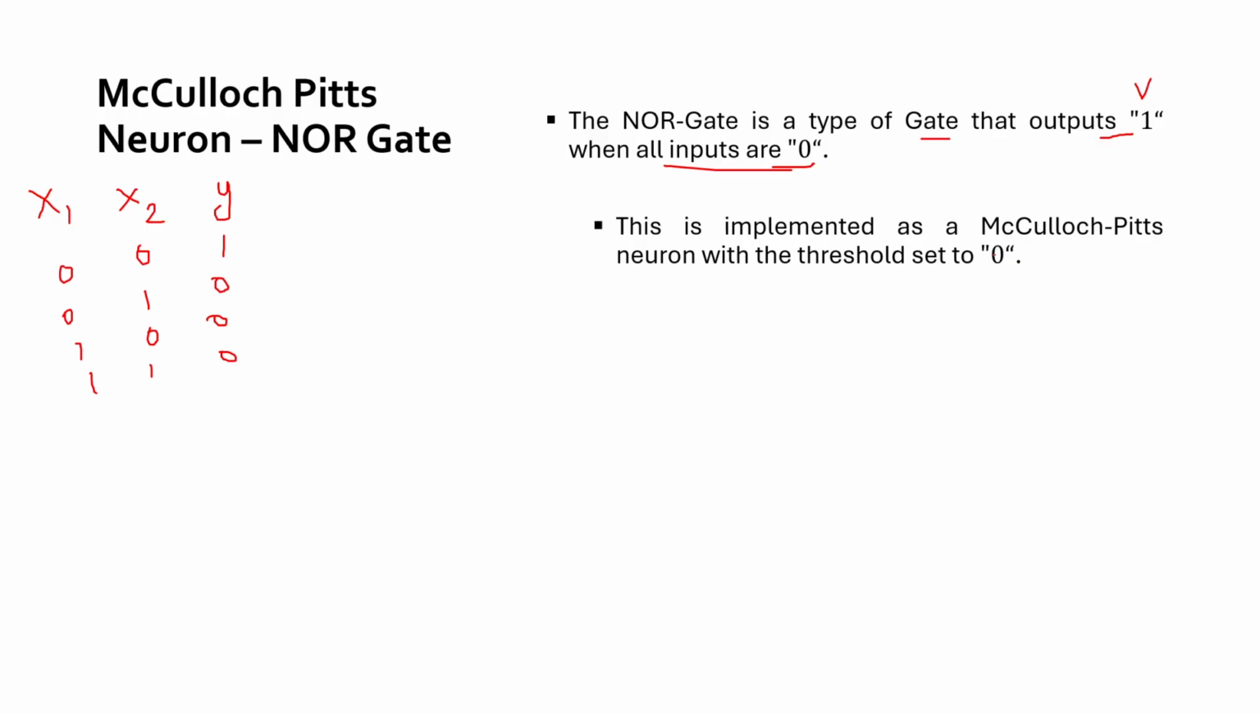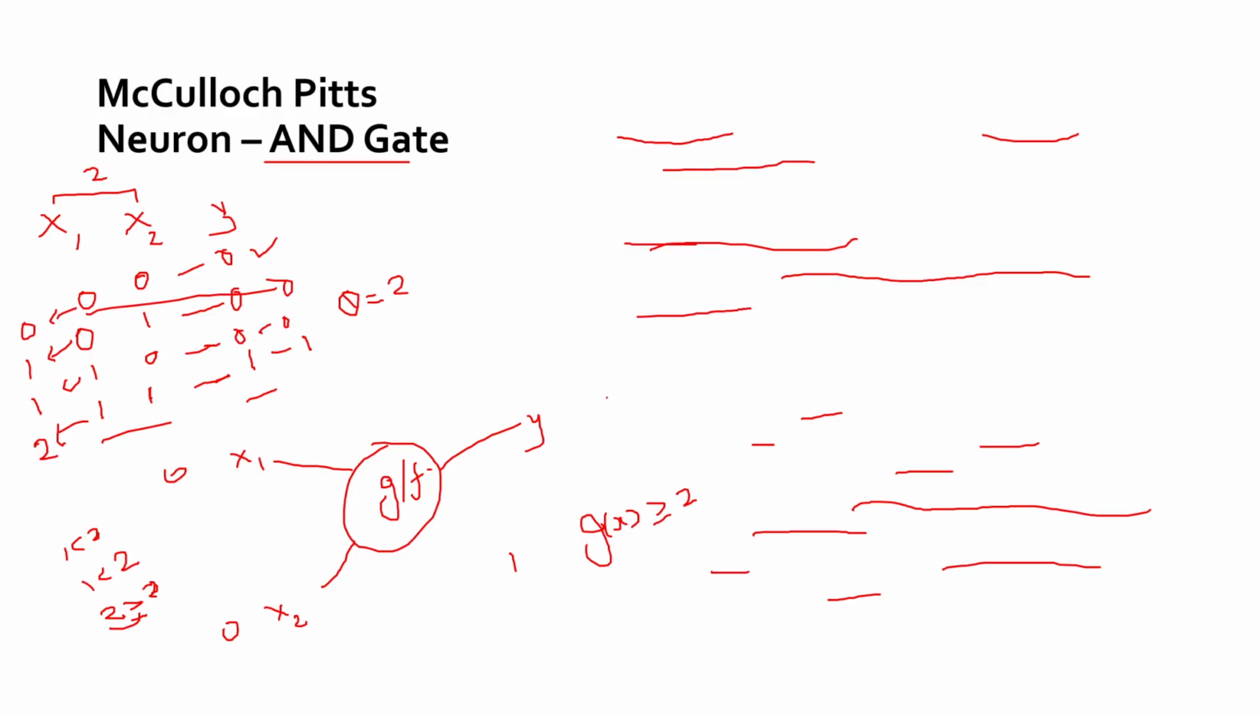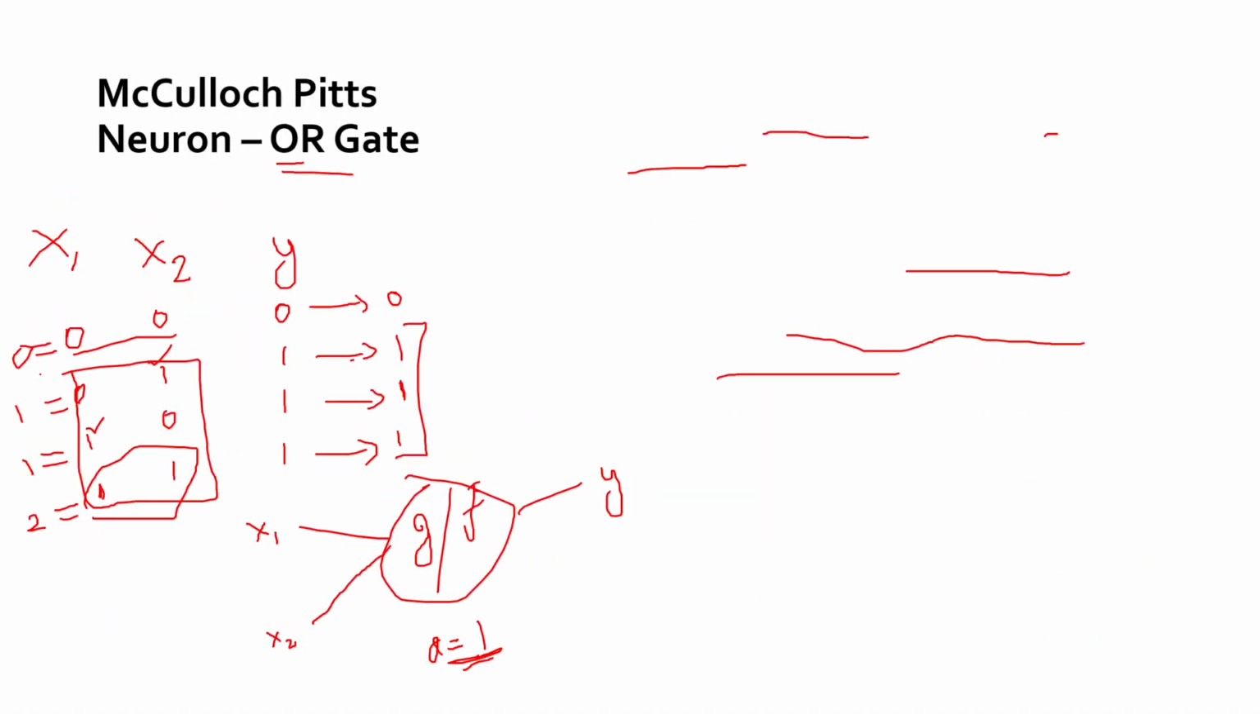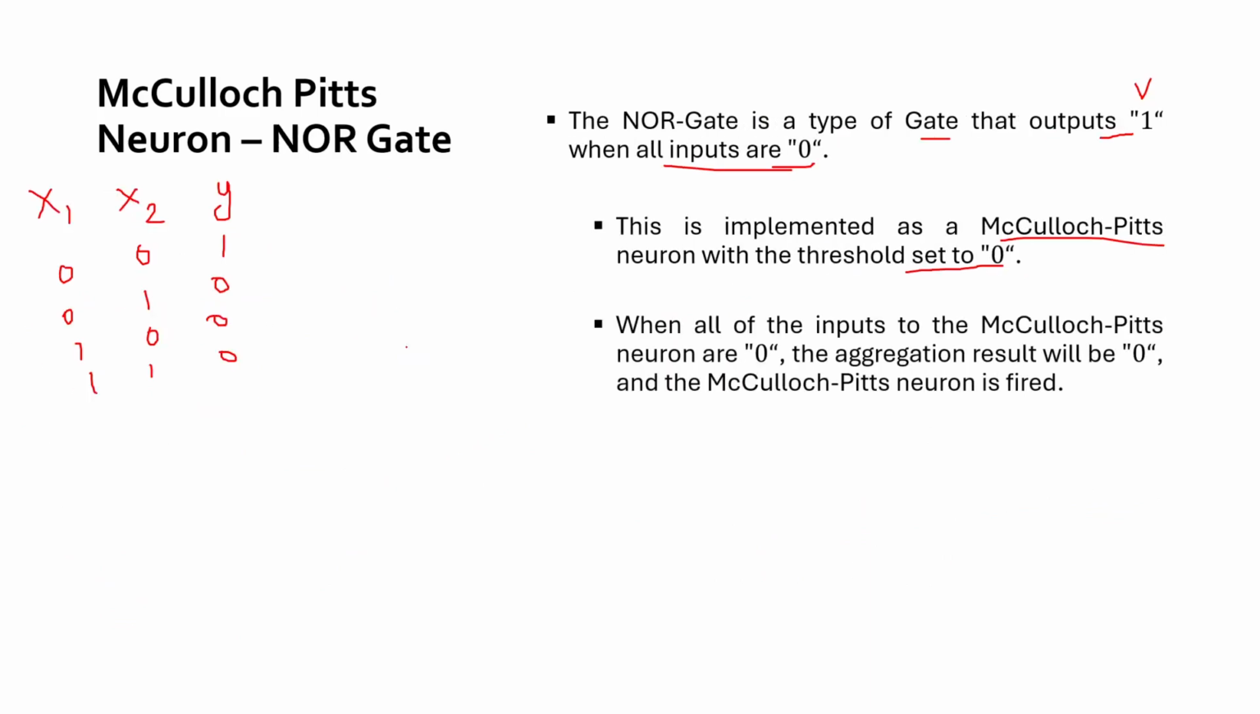And the NOR gate is implemented in the McCulloch-Pitts neuron by setting the threshold as 0. So if you remember previously, we set the threshold as g of x is greater than or equal to theta. But in this case, we will set the threshold as g of x is equal to theta, not greater, not less. So when all of the inputs to the McCulloch-Pitts neuron are 0, the aggregation result will be 0, and hence the McCulloch-Pitts neuron will be fired.